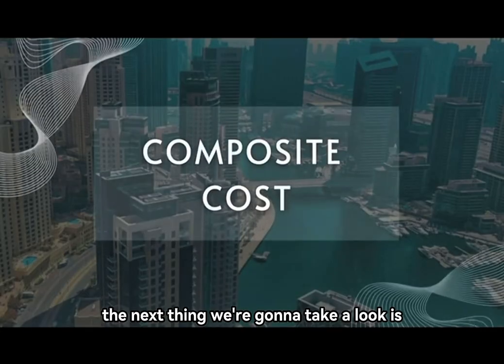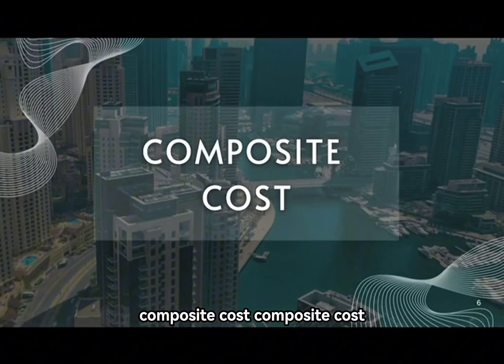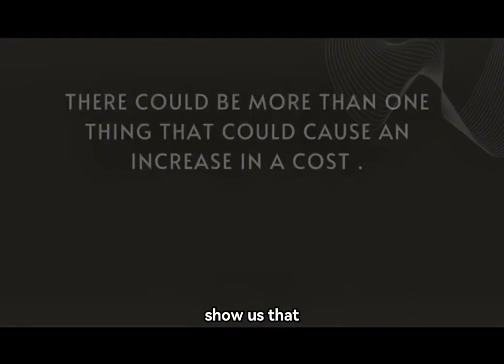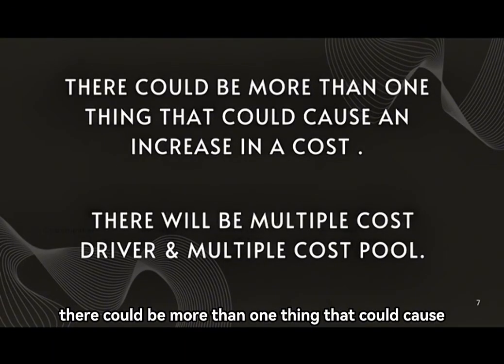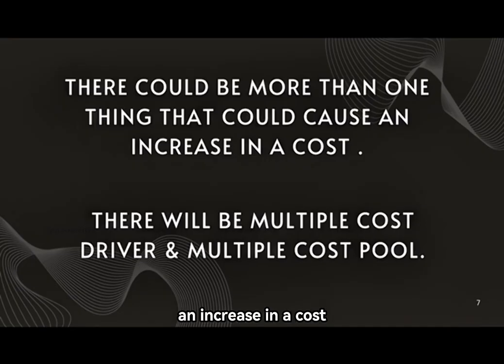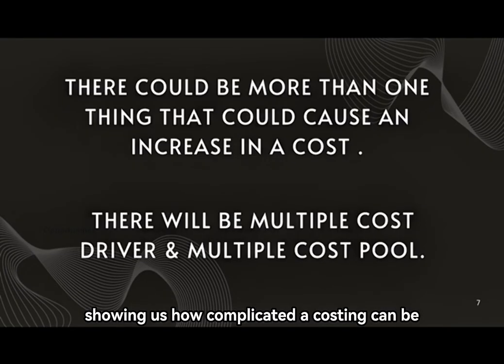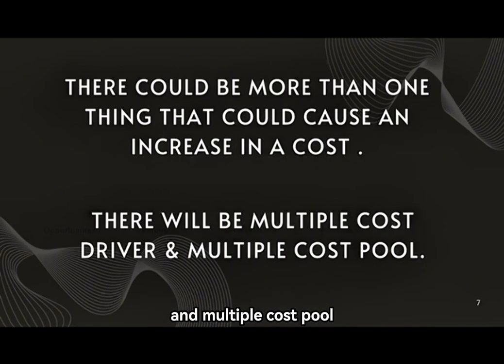The next thing we're going to take a look at is composite costs. Composite costs show us that there could be more than one thing that could cause an increase in a cost, showing us how complicated costing can be. There will be multiple cost drivers and multiple cost pools.